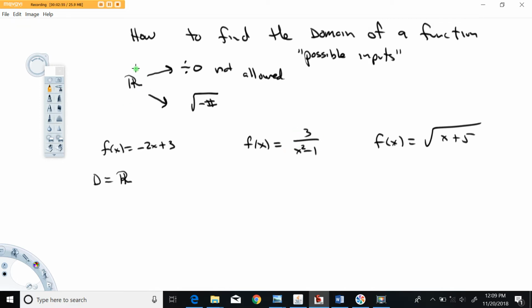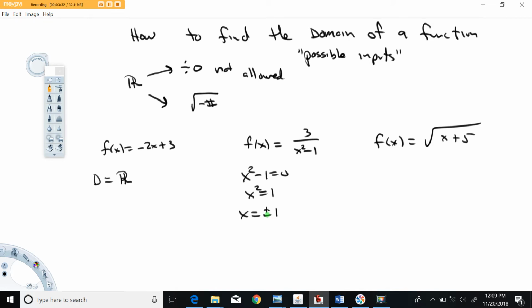So we start with our assumption of all reals, and we look to eliminate values of x based on one of these two scenarios, and we do have a division here. As we look at this, we've got this x squared minus 1 in the bottom. If I solve x squared minus 1 equals 0, x squared would equal 1, so x would equal plus or minus 1. What this means is if x was plus 1, we'd have a 0 in the bottom. Division by 0 is not allowed, so x equals 1 can't be in the domain of this function. Same thing with negative 1.